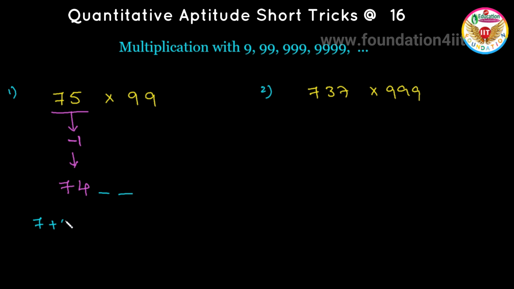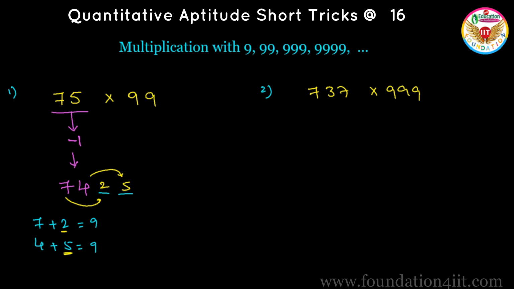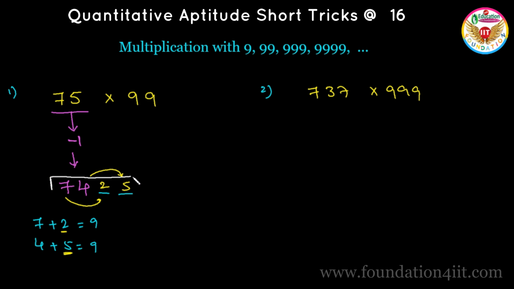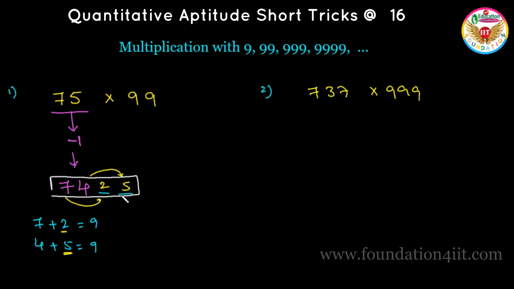So 7 plus 2 is equal to 9. Next, 4 plus 5 is equal to 9. That's why this 2 and 5 should be written here. Same matching: the 7 place is 2 and the 4 place is 5. Therefore the answer is 7425. Just by observing, you can write the remaining set.